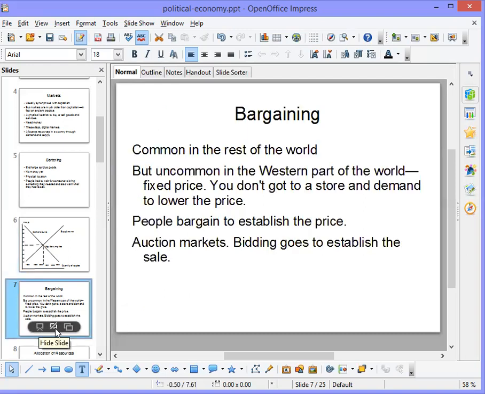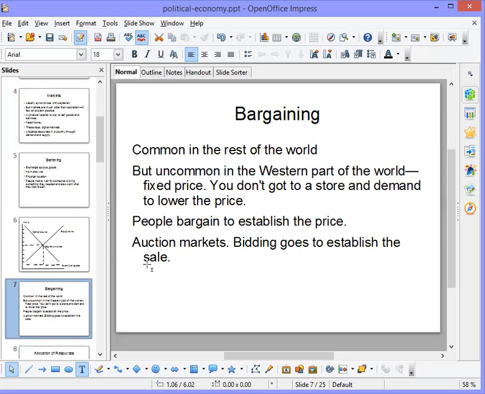So other kinds of markets exist. For example, in the West, we don't do the bargaining. When we go to the store, they just tell us a fixed price for each item, right? They list it on their displays, and we just agree. If that's a high price for us, we walk away. If we like the price, we stay, right? And we buy the product.